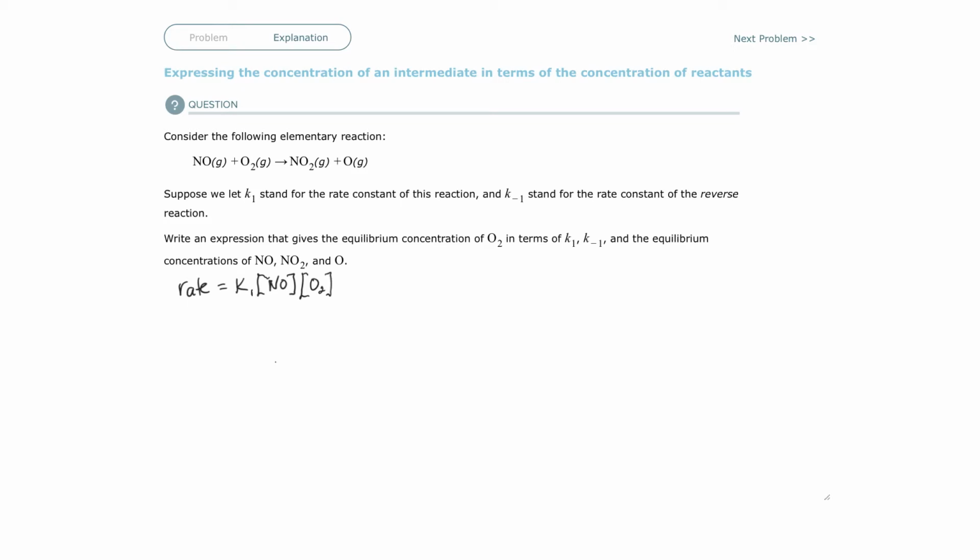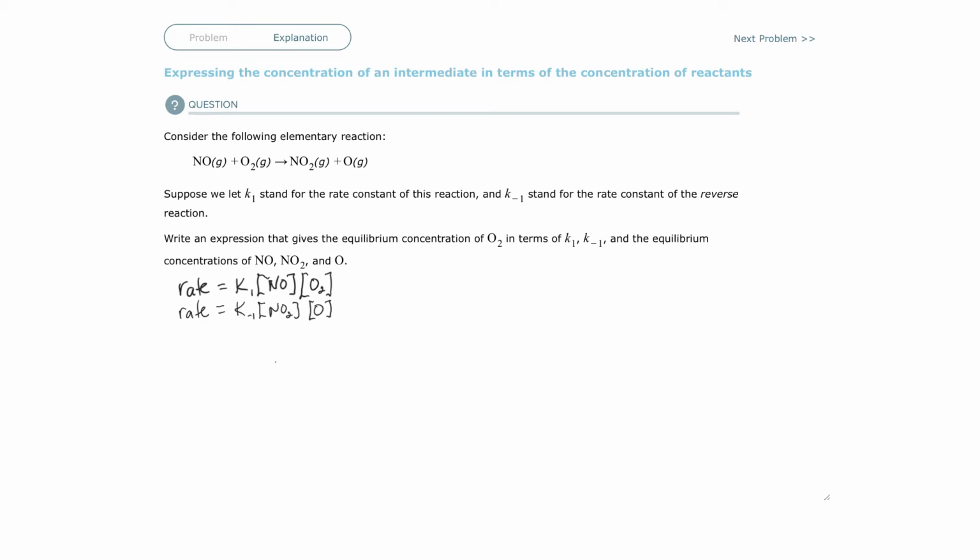So k sub +1 going forward. And the rate going backwards will be equal to the rate of the k sub -1, just meaning that I'm going backwards. In this case, I can't do NO and O2 because that's on the left. I flipped it in my mind, and now I'm going backwards. So I am going to say that this is going to be times the concentration of NO2, O.